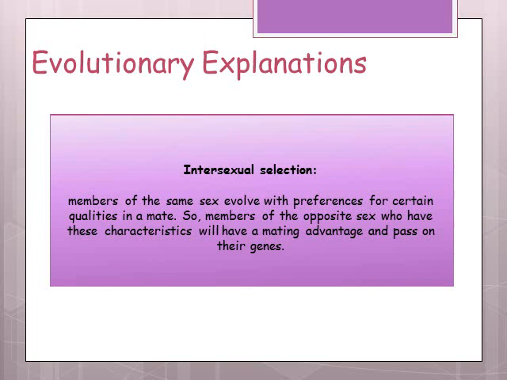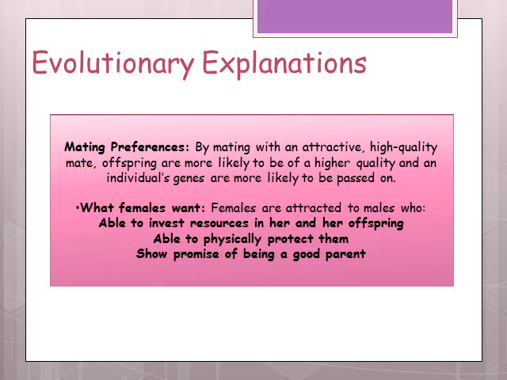Intersexual selection is when members of the same sex evolve with preference for certain qualities in a mate. So members of the opposite sex who have these characteristics will have a mating advantage and pass on their genes. So for example, in mating preferences, by mating with an attractive, high quality mate, offspring are more likely to be of a higher quality and individual genes are more likely to be passed on. So females generally are attracted to males who are able to invest resources in her and her offspring, able to physically protect them and show promise at being a good parent.